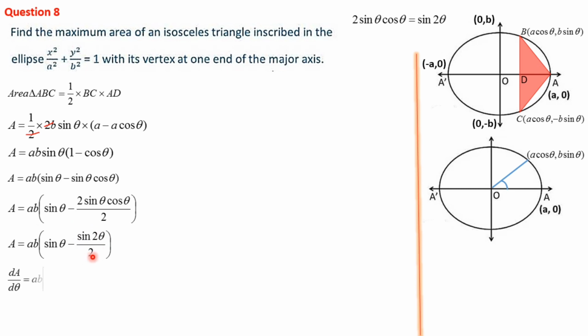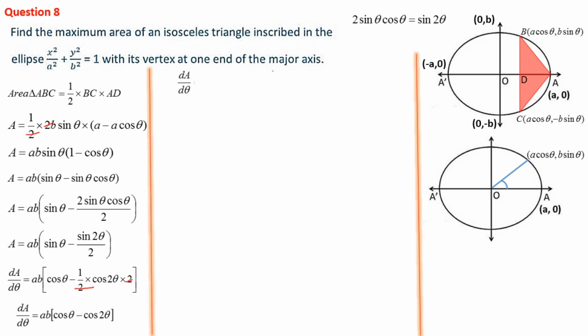Now we can differentiate with respect to theta. dA by d theta is equal to ab into the derivative of sin theta, which is cos theta, minus, here 1 by 2 is a constant, keep it aside, the derivative of sin 2 theta is cos 2 theta, and the derivative of 2 theta is 2. Now this 2 and this 2 we can cancel. Then we get dA by d theta is equal to ab into cos theta minus cos 2 theta. Then we can equate dA by d theta with 0.